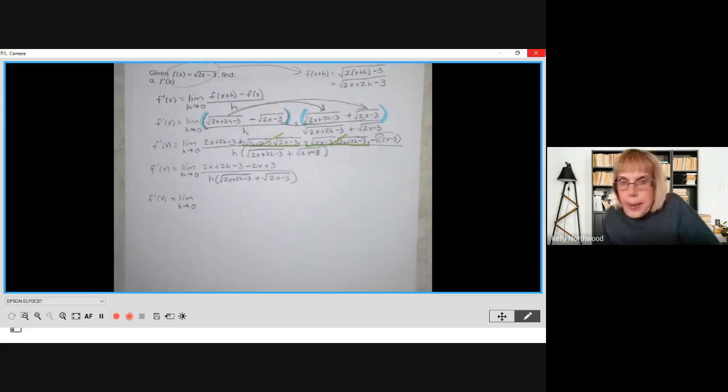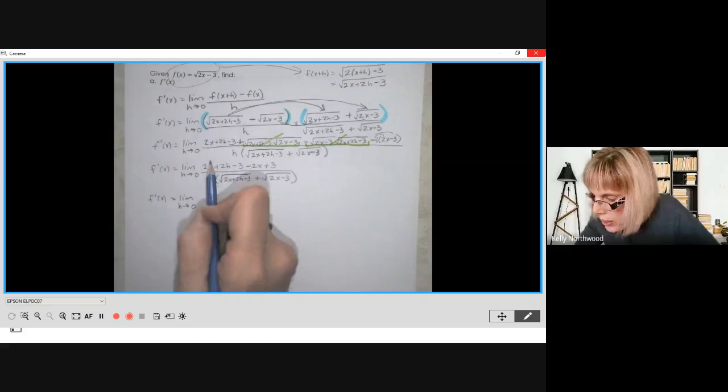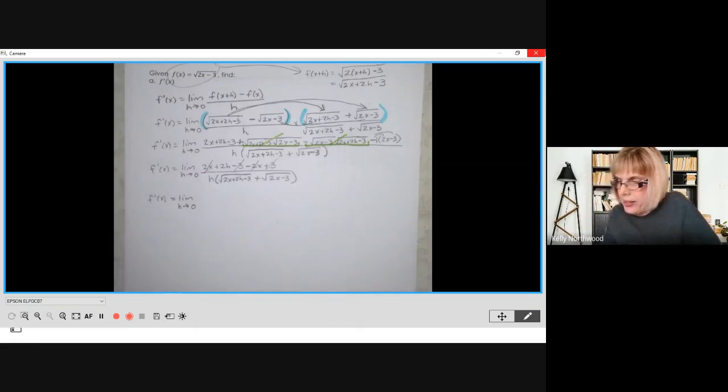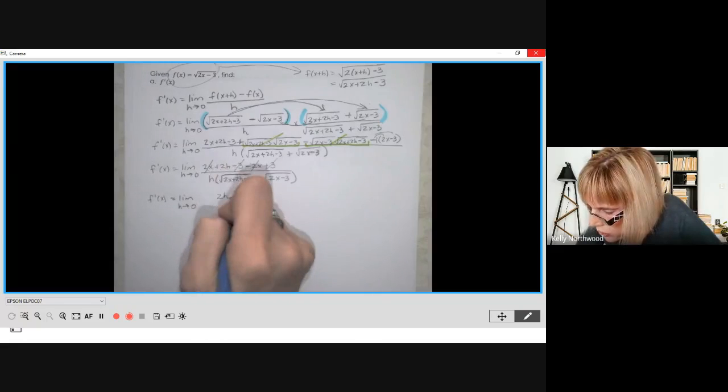So then look for my zero pairs. So I've got 2x and minus 2x, minus 3 and plus 3. So after all that work, it's so nice. I end up with 2h in the numerator.